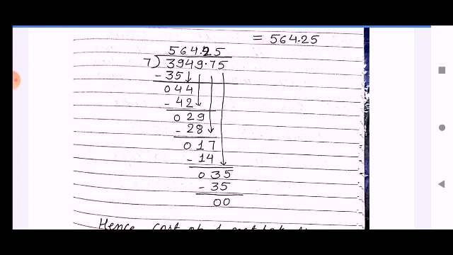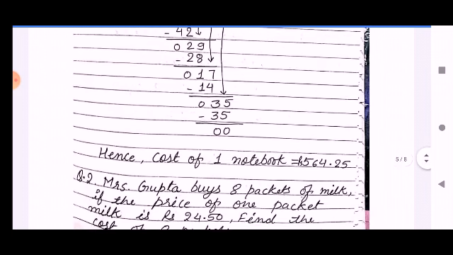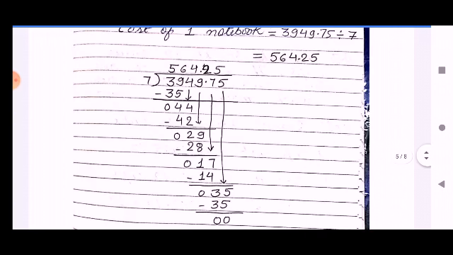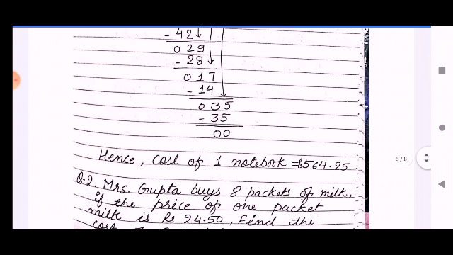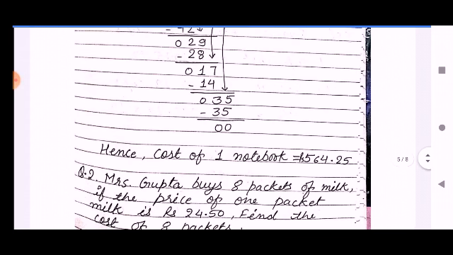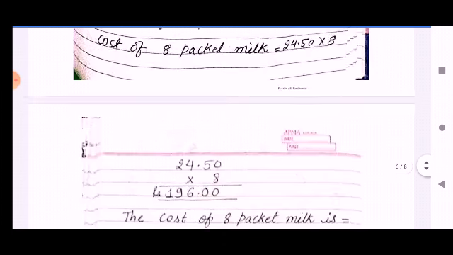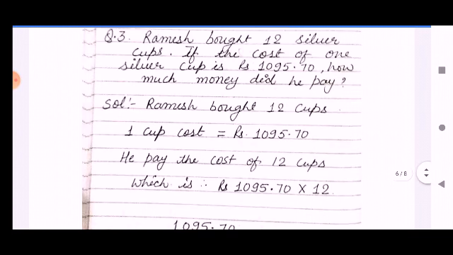Now again we will read the table of 7 and find the value. So we get 7 5s are 35. 35 minus 35, we will get 0. So our answer on dividing rupees 3949.75 by 7 is rupees 564.25 paise. So the cost of one notebook is 564 rupees and 25 paise. Similarly you have to do all the rest of the questions of your exercises.